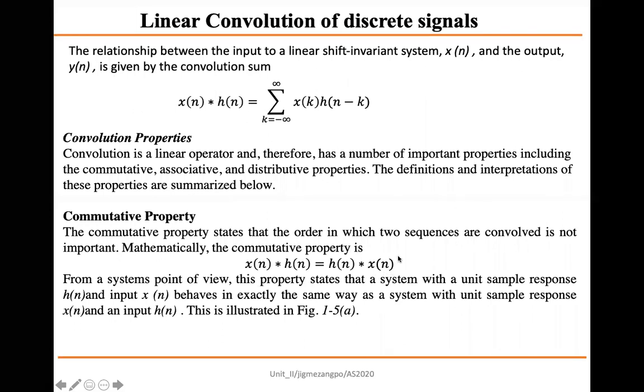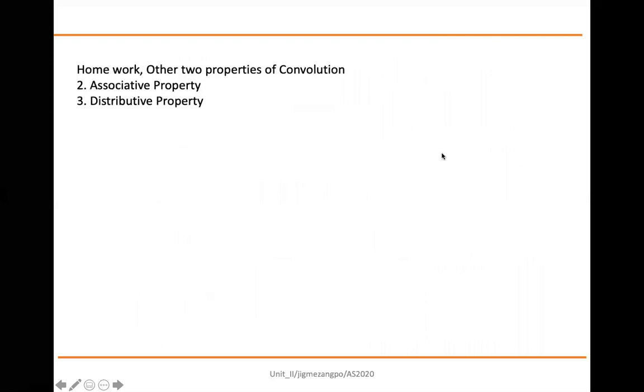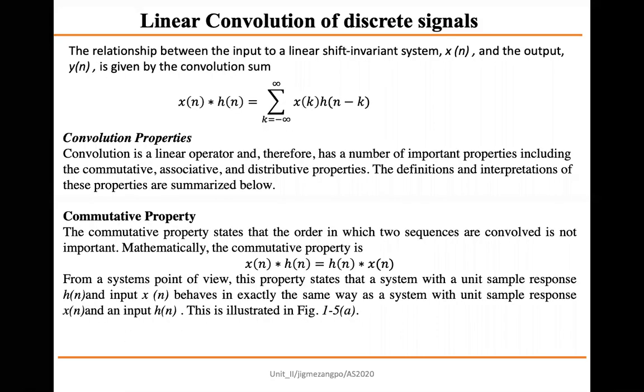Okay, finally now we are entering our main topic: linear convolution of discrete signals. The relationship between the input x of n and the output y of n of a linear time-shift-invariant system is given by the convolution sum. That is x of n convolved with h of n, which is nothing but y of n, given by the summation over k from minus infinity to infinity of x of k times h of n minus k.